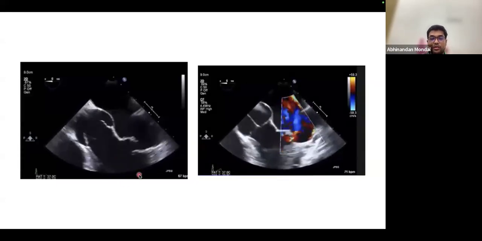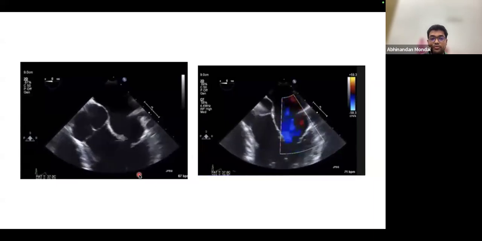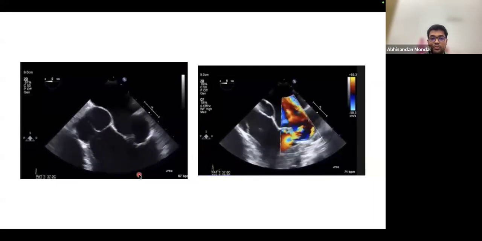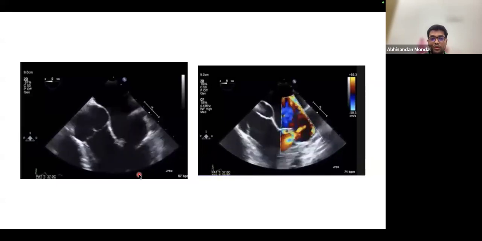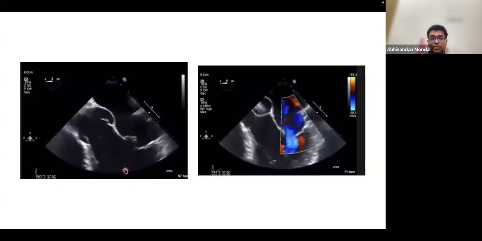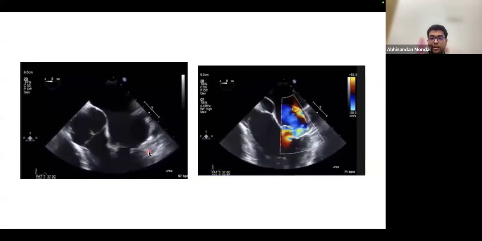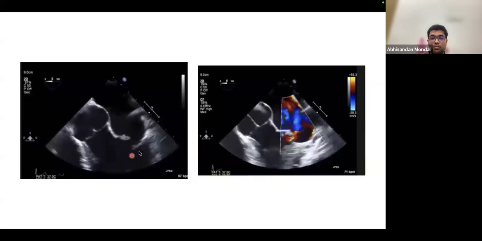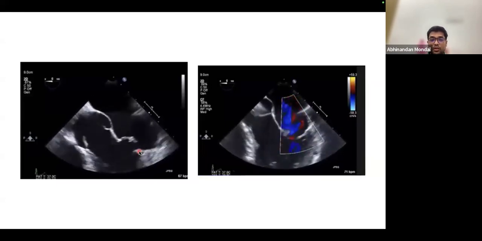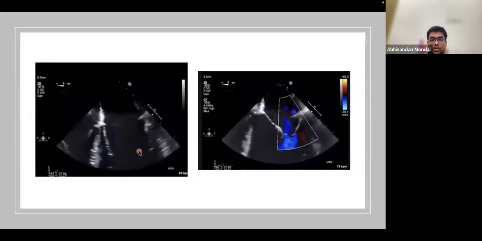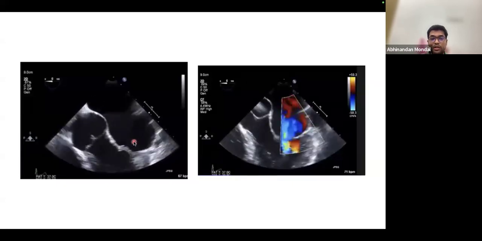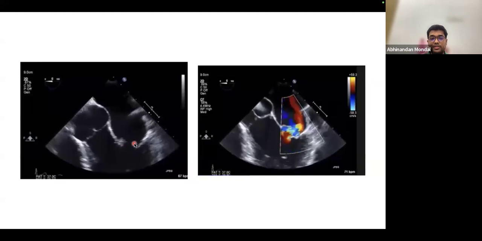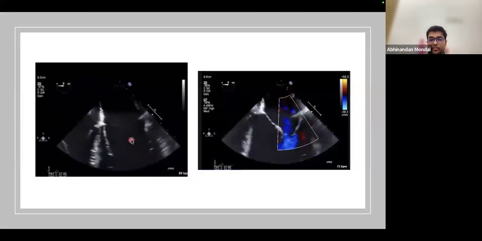This is another 5-chamber view. You can see the prolapse of your anterior mitral leaflet, and also there is a restriction of your posterior mitral leaflet. Now, the same image in the 5-chamber view, you can appreciate the flail segment, that is your A1.